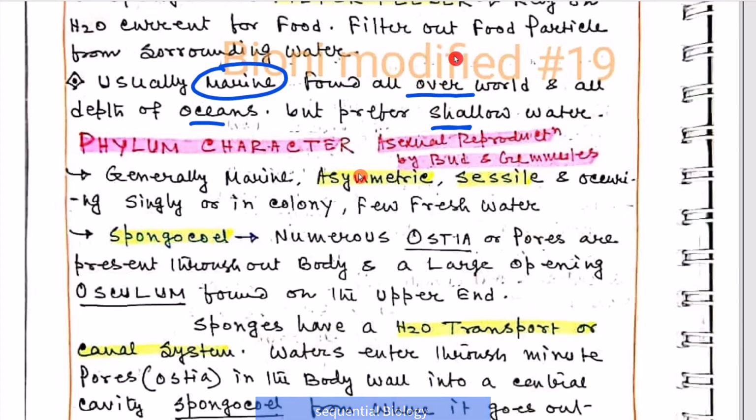These are the basic characteristic features, or the general idea about this phylum, and now we will see the phylum characters. This phylum shows asexual reproduction by budding and gemmules. This is very important from an examination point of view: asexual reproduction by budding and formation of gemmules.